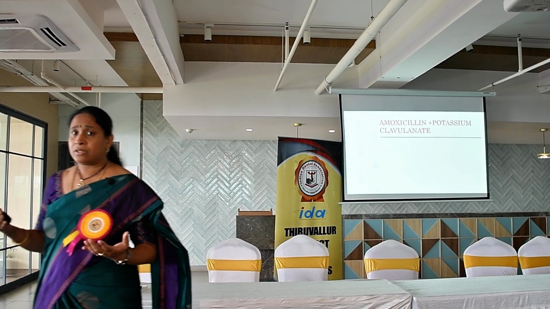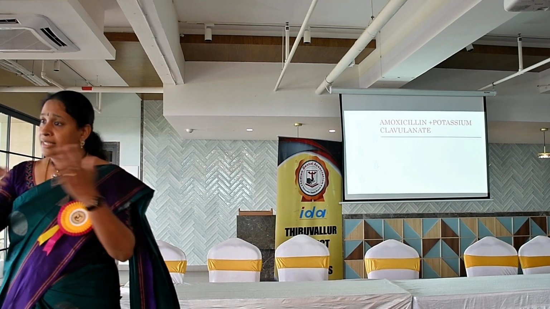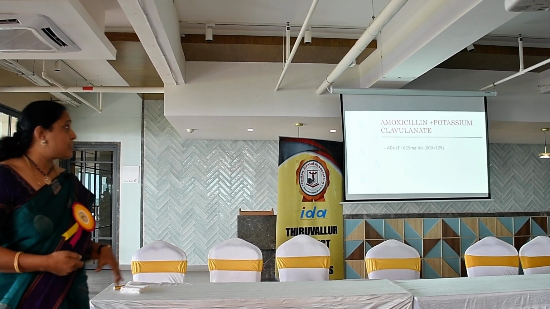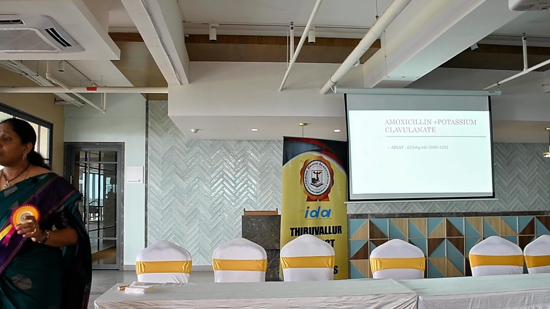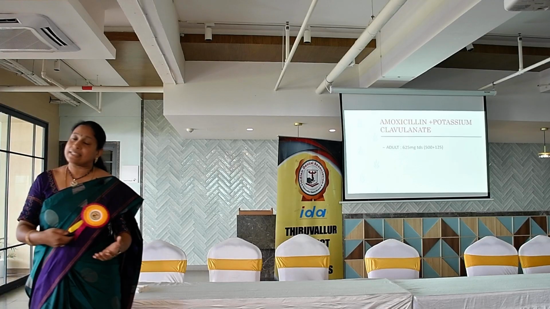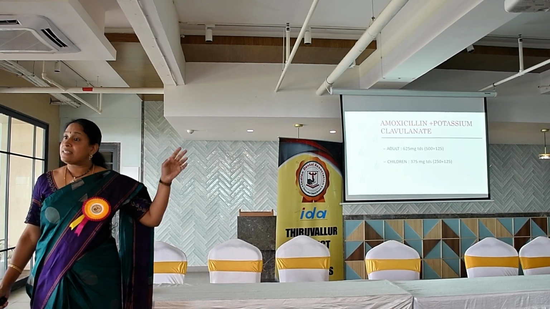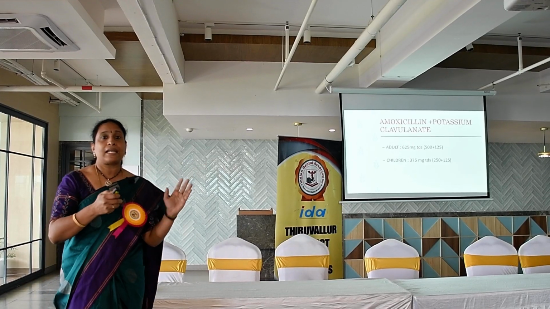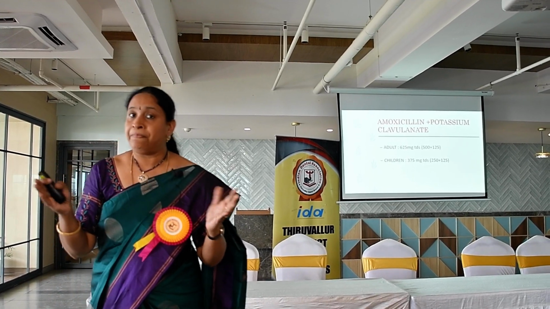How many times? 2 times? When 500 is 3 times, 625 should also be 3 times. Yes, sir, it is actually an underdose that we are advising. It's thrice daily that we need to give. It's 625 because 500 mg is into 3. That's all. We are just combining clavulanate because we are extending the spectrum. That's all that we do.